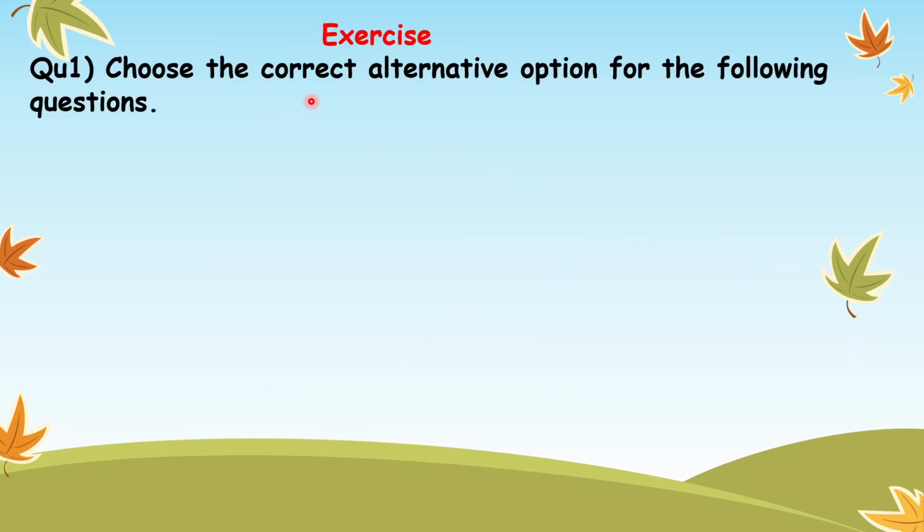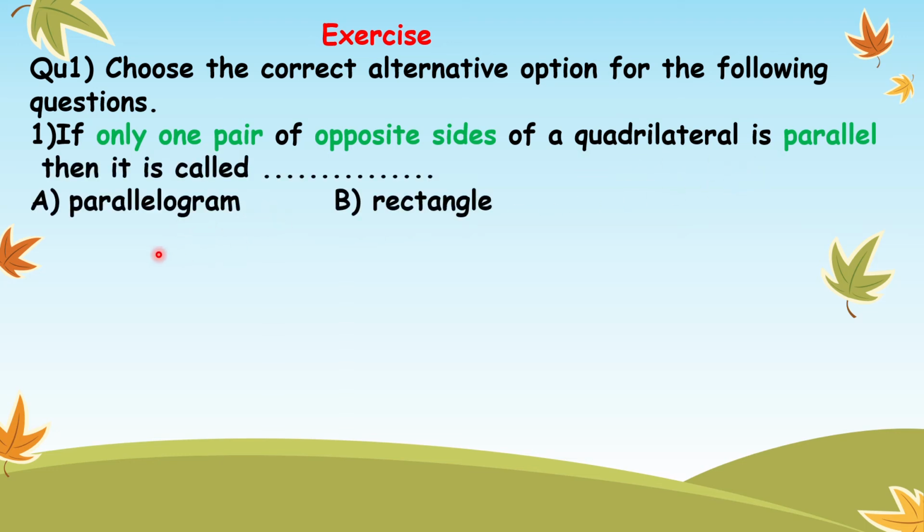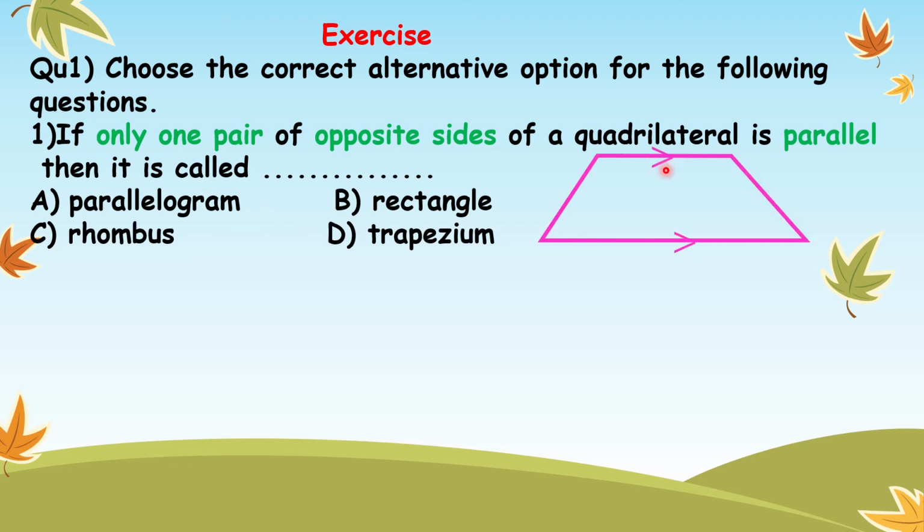Exercise. Choose the correct alternative option for the following questions. If only one pair of opposite sides of a quadrilateral is parallel, then it is called dash dash dash. Option is given. Only one pair of opposite sides is parallel to each other. So, this quadrilateral is called trapezium. Which option is correct? Here, option D is correct.